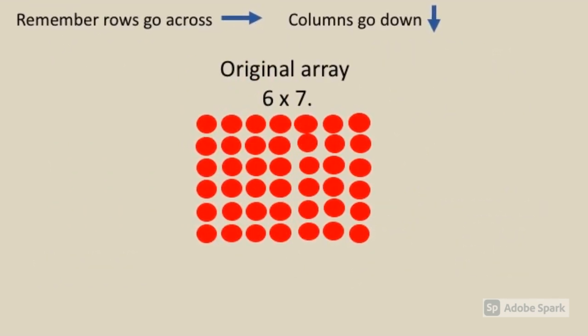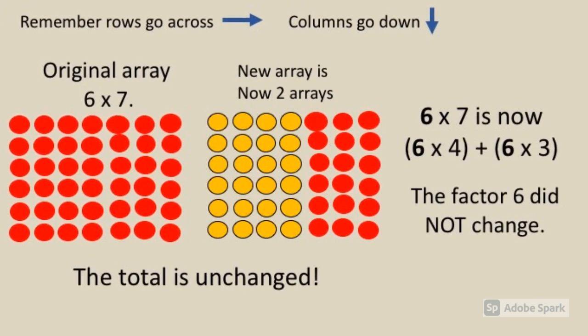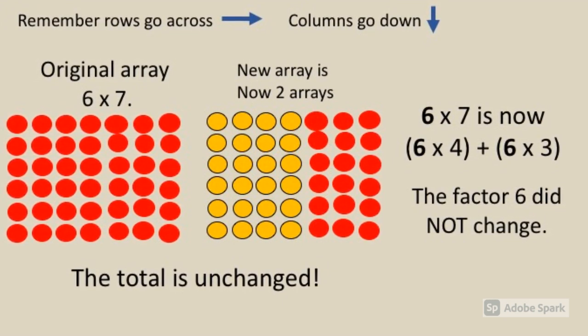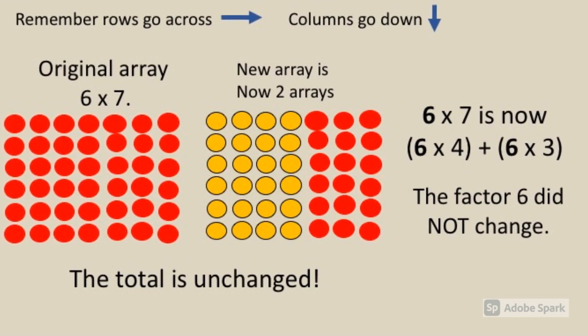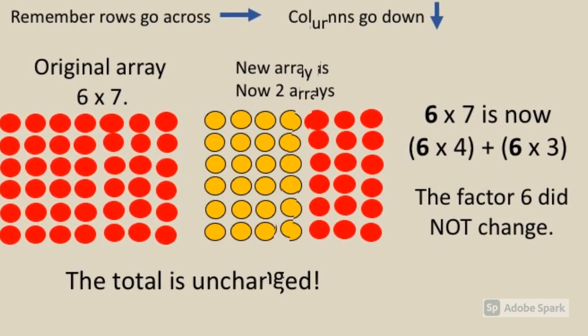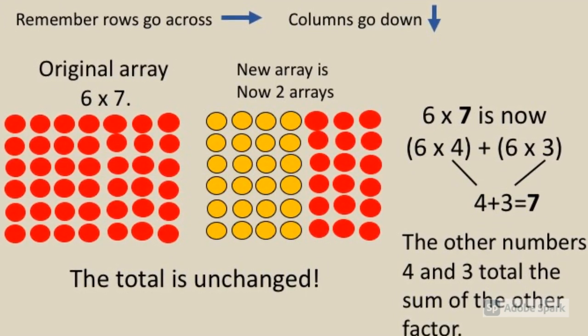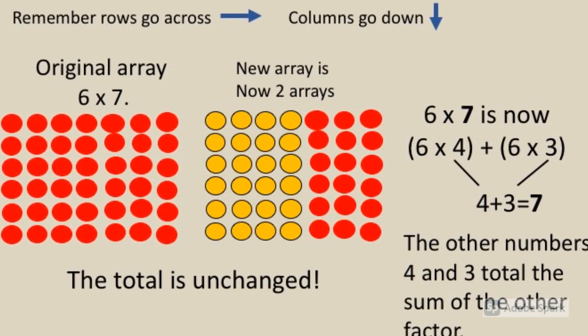Let's look at another array of 6 times 7. You do not always have to choose numbers that have the pattern. In this case, we are keeping 6 the same, and we are going to split the number 7. 4 plus 3 equals 7. 4 and 3 total the sum of the other factor.